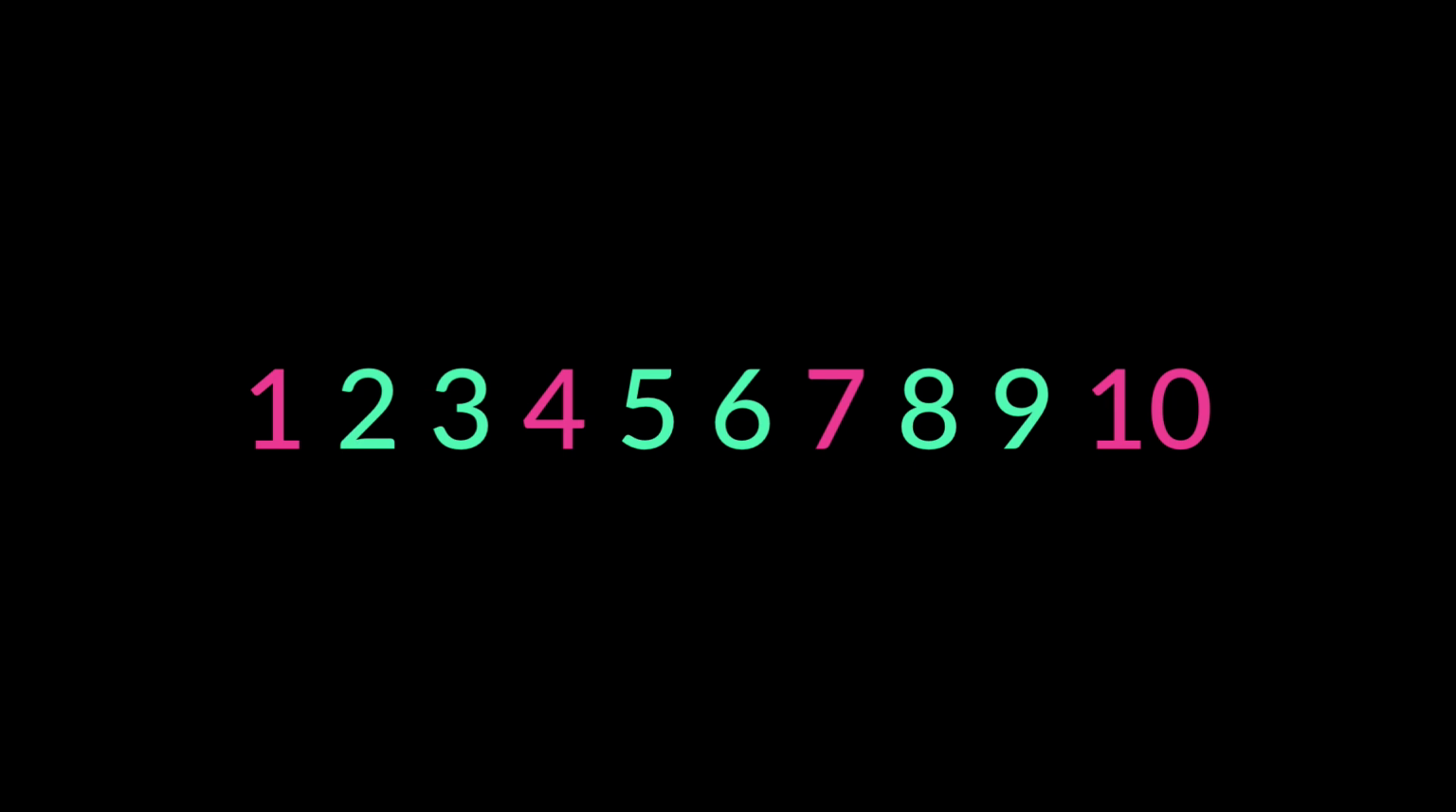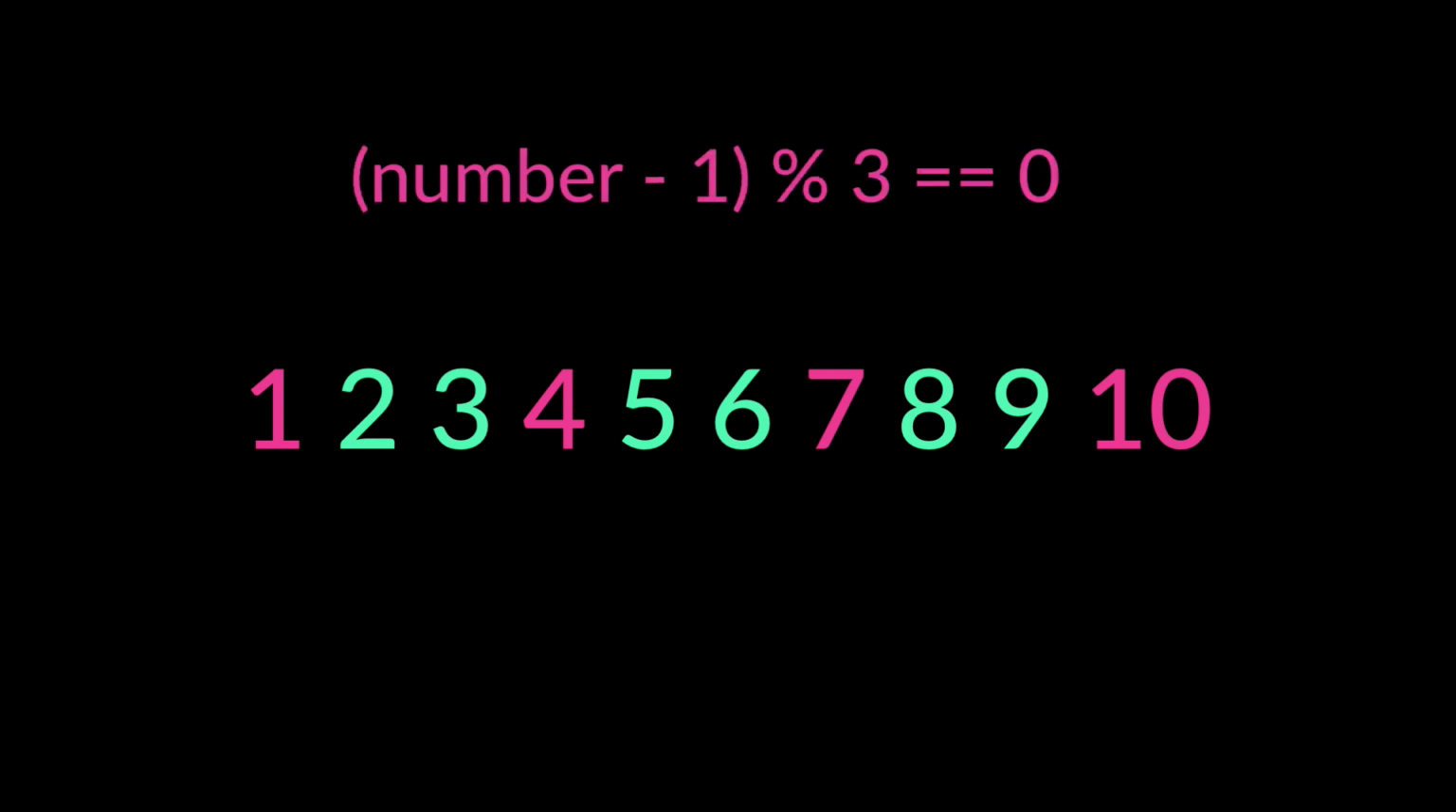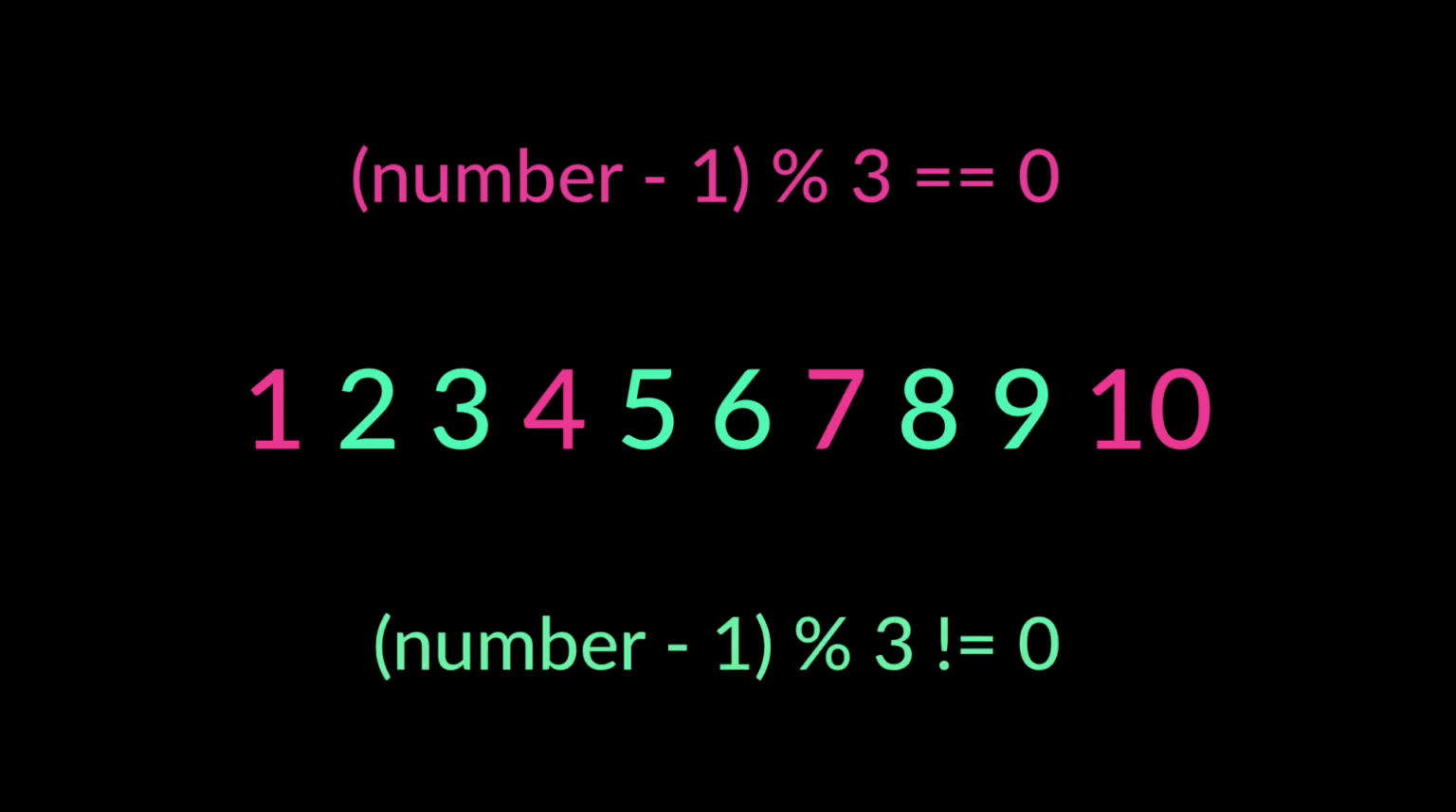So how do we express this to a computer? Well, we cannot say that any number divisible by 3 is a losing number, because even though every third number is a losing number, this sequence begins with the number 1. But we can say that if we take the given number, subtract 1, and then see if that result is divisible by 3, that's a losing number, and all other numbers win.